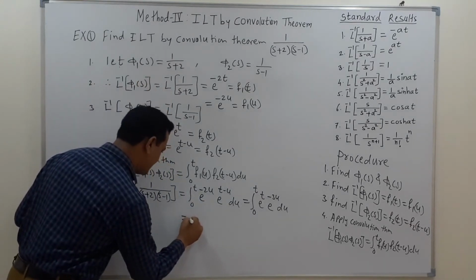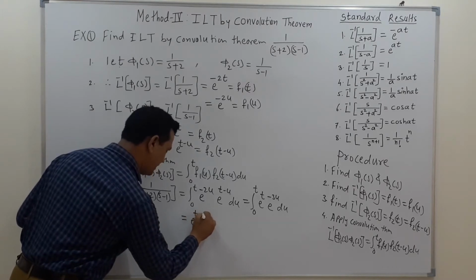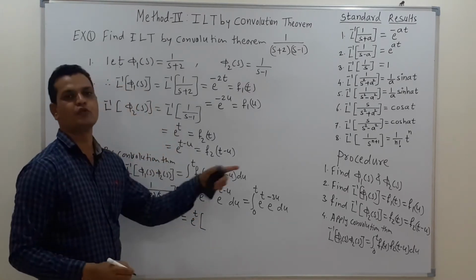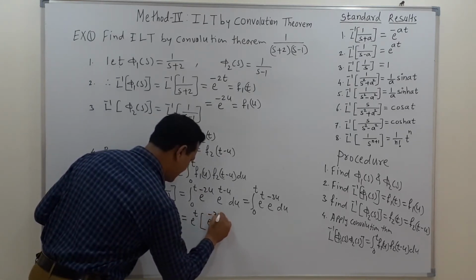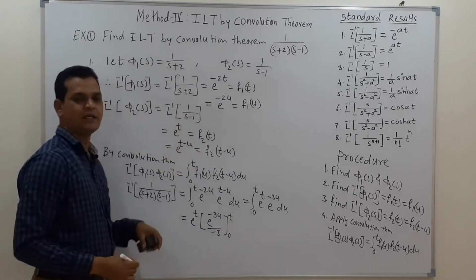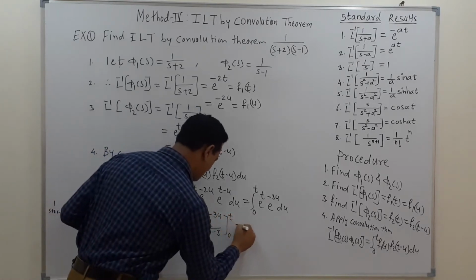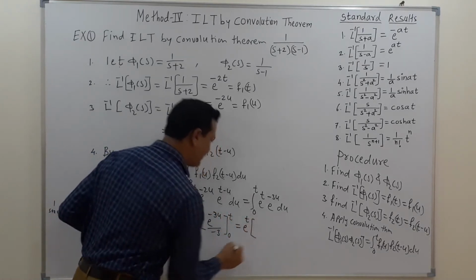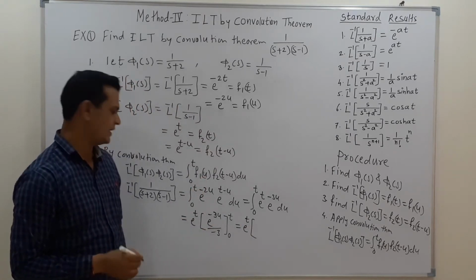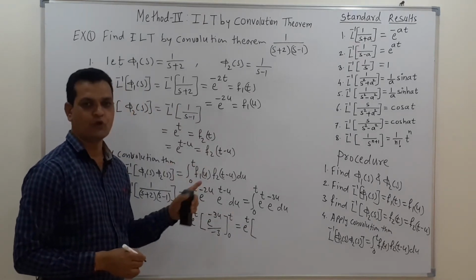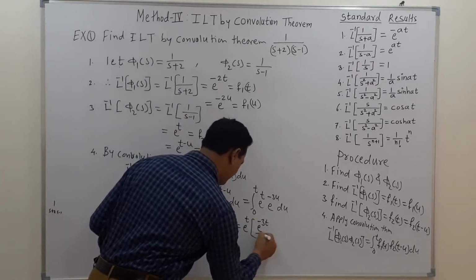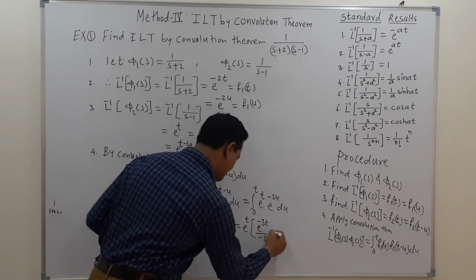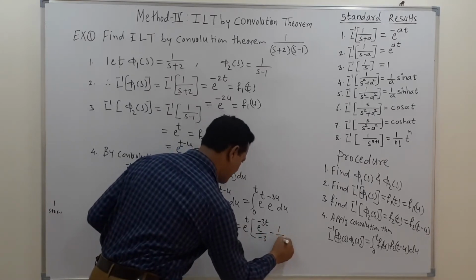In this equation, e raised to t is constant because we are integrating with respect to u. So we can write this as e raised to t, then integration of e raised to minus 3u is e raised to minus 3u upon minus 3, with limit 0 to t. Now friends, the next step is to put the value of the upper limit and the lower limit, so that we reach the final answer. The upper limit is t, so replace u by t, we get e raised to minus 3t upon minus 3, then this is 1 upon minus 3.